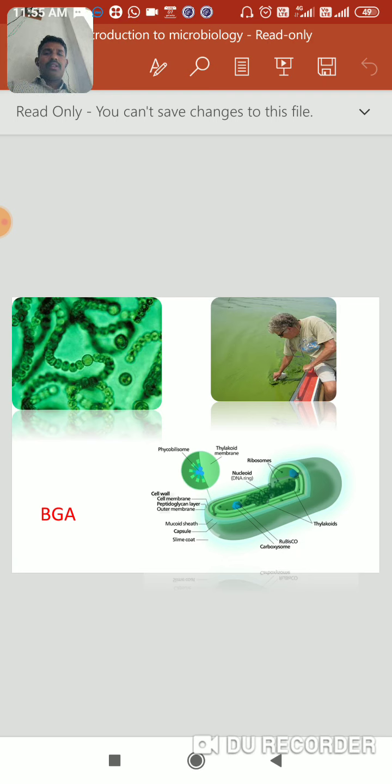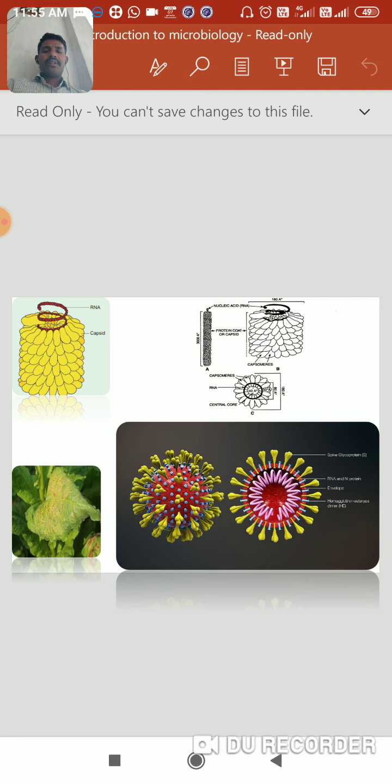Another group of microbes is called blue-green algae. Blue-green algae include prokaryotes only. Examples of blue-greens are Nostoc, Spirulina, Chlorella, etc. Here we can see examples of the virus kingdom.